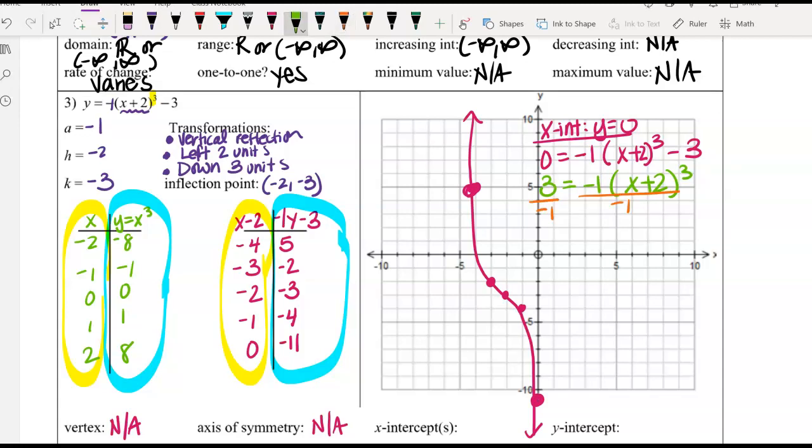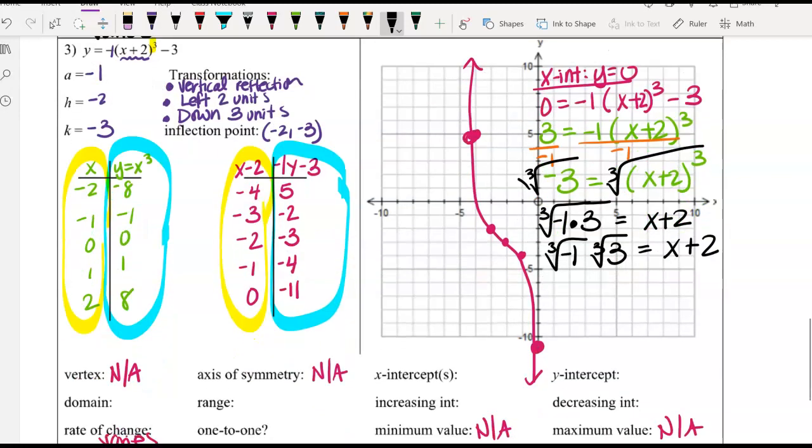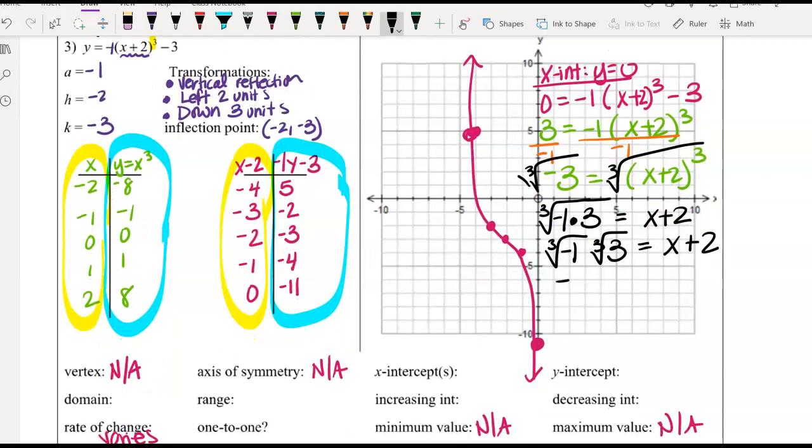Okay, so that positive 3 on the left is now negative 3 equals quantity x plus 2 to the third. Yes, we can totally take the cube root of a negative number. And just like earlier, we're going to say cube root of negative 3 is the same as saying negative 1 times cube root of 3 equals x plus 2. Well, cube root of negative 1, we can separately write them like this, but if you don't need to because you know how to do roots, then leave them together. Cube root of negative 1 is negative 1. Cube root of 3 is not a nice number, so I'm going to leave it. Equals x plus 2.